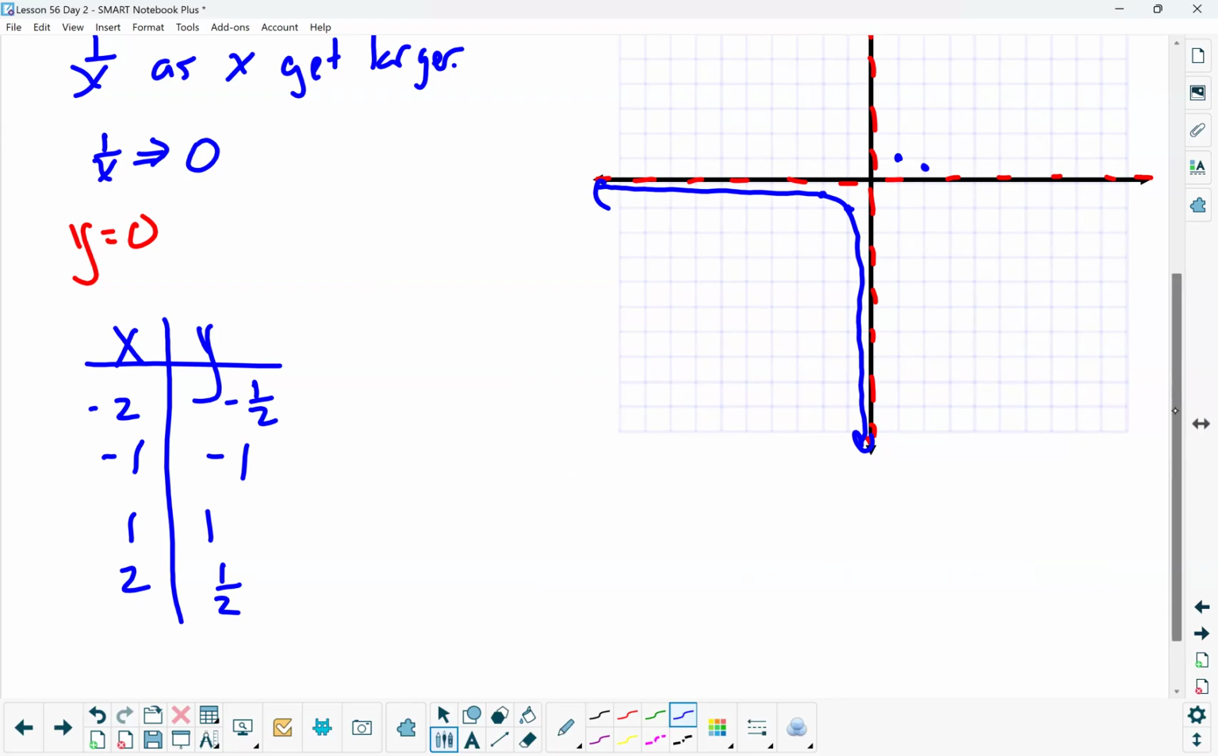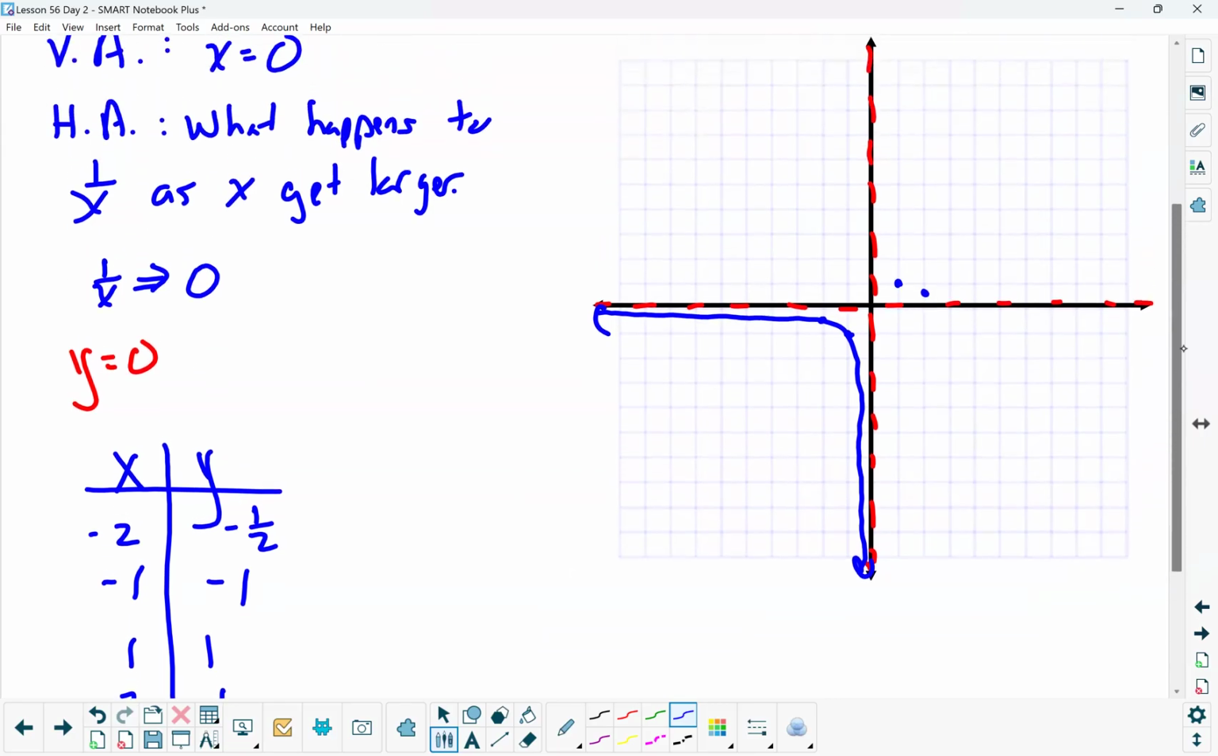At an asymptote, our graph is going to change. And we'll talk about that a little bit more on Tuesday. But it's going to go from positive infinity as we get closer and closer to x equals 0. And then as we get larger and larger, our graph goes to 0. So that's the general shape of 1/x.